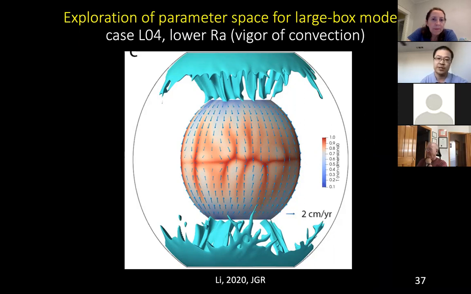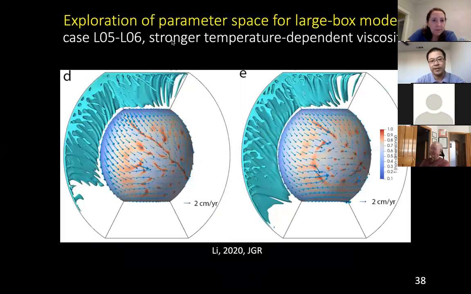Next, I'm going to show you some models with wall-like structures. To produce wall-like subduction slabs, one way is to increase the viscosity of the cold subduction slabs. To do that, we can simply increase the temperature dependence of viscosity, because subduction slabs are colder. If you increase the temperature-dependent viscosity, then the viscosity of the subduction slab becomes higher. Now you can see it becomes a wall-like structure, right?